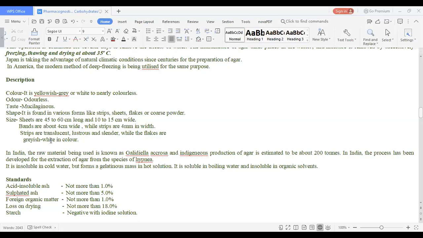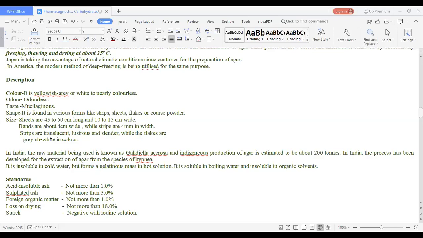The size of the sheets is 45 to 60 centimeters long and 10 to 15 centimeters wide. Bands are about 4 centimeters wide, while strips are 4 mm in width. Strips are translucent, lustrous, and slender, while the flakes are grayish-white in color.